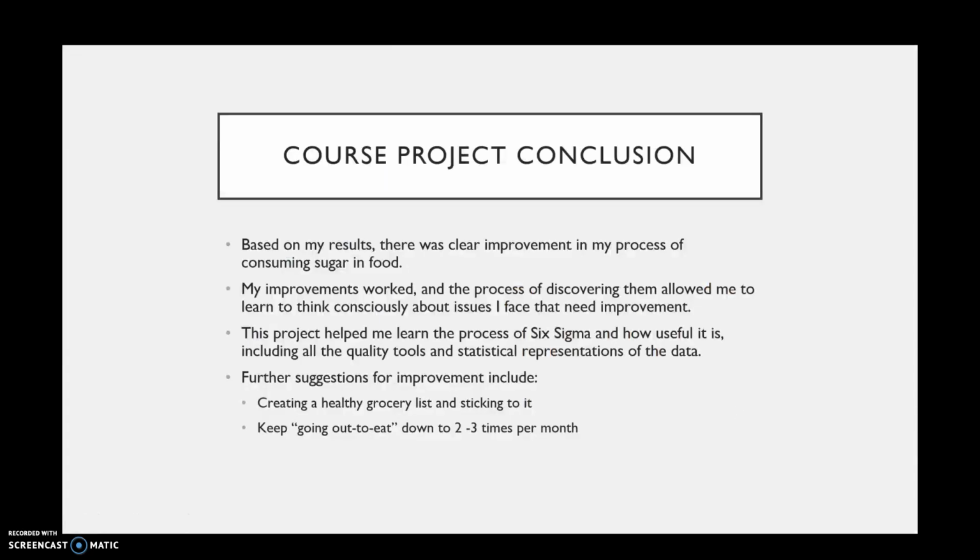So from this project, I did learn how to use Six Sigma. I was able to take a look at what's causing an issue and really think consciously about those issues. That was a really great skill that I took from this. Some further suggestions I could use for improvement would be creating a grocery list and eating out less. Those would be two things I could incorporate in the future.